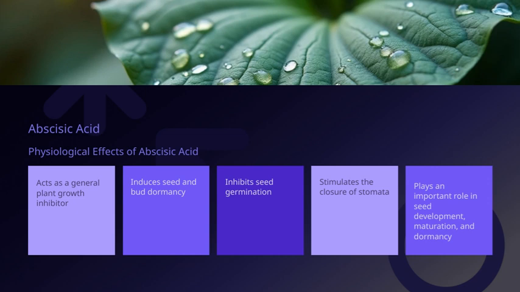In addition, abscisic acid inhibits seed germination. It acts as a signal to keep seeds in a dormant state until the environment is favorable for growth. This is a critical survival mechanism, ensuring that seeds don't sprout when conditions are harsh or unpredictable.